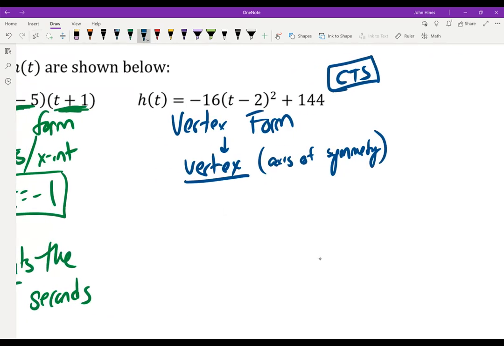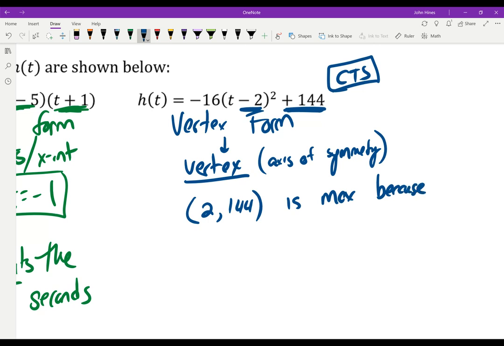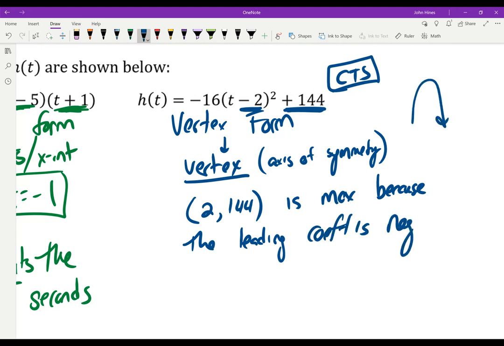And in this case, for the vertex, remember the transformations: opposite of the inside, the same as the outside. So the vertex is (2, 144). And I know it's a maximum, because the leading coefficient is negative. I have a concave down parabola. That highest point is my vertex at (2, 144).